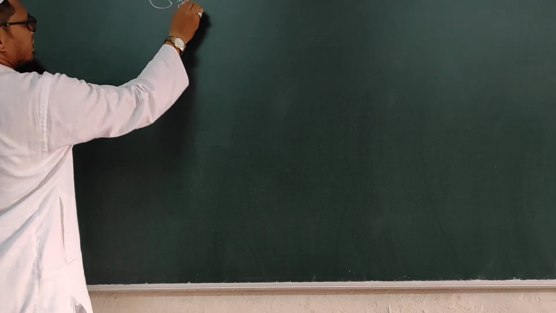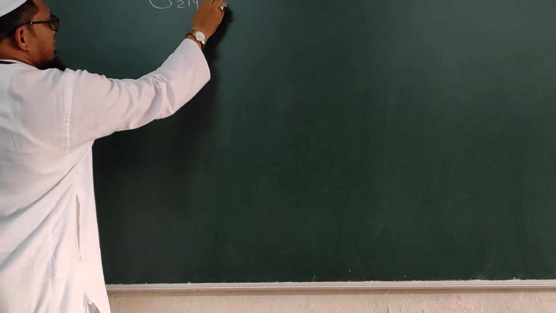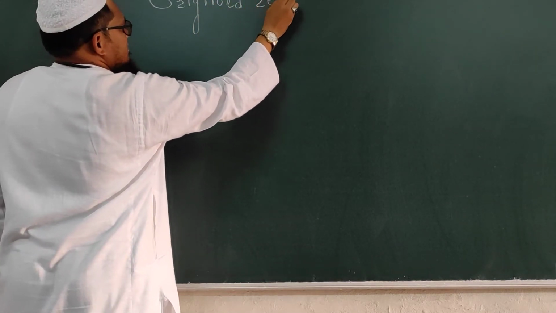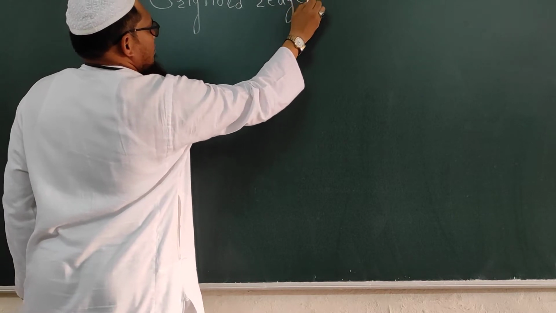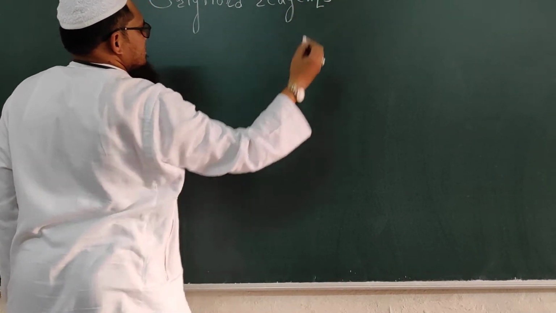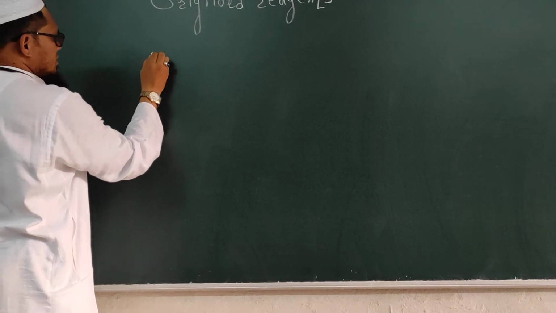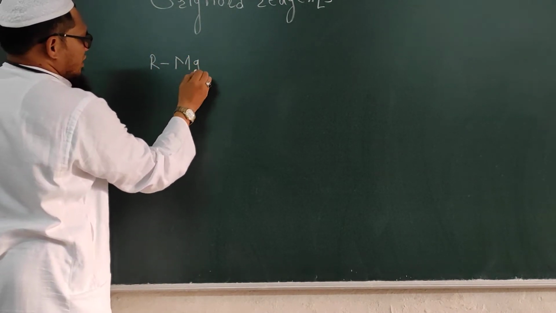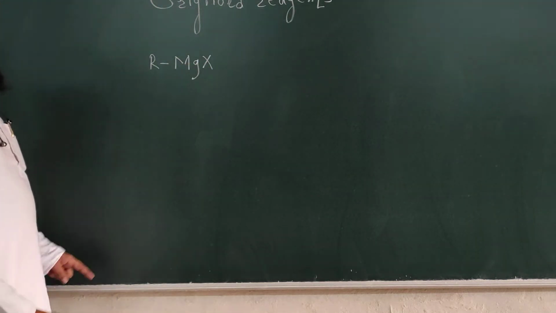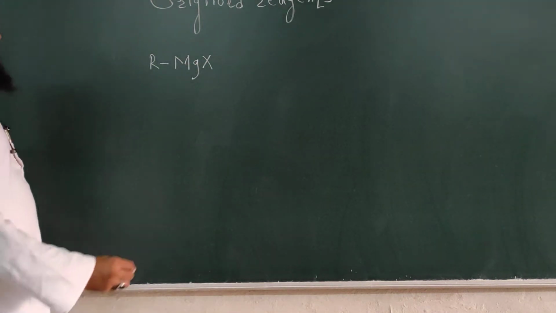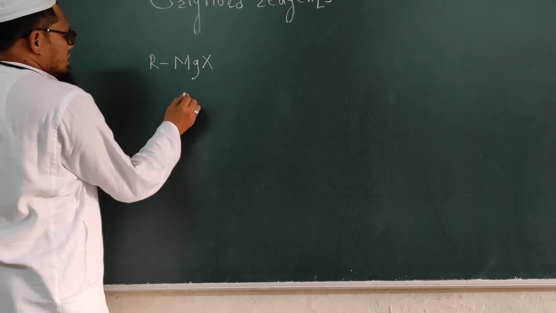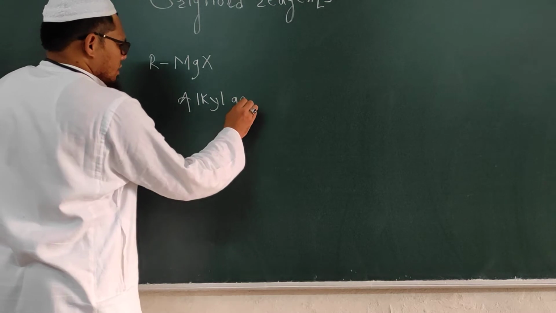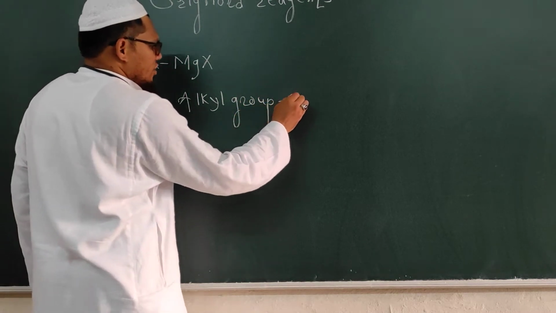Today we are going to study Grignard reagents, and the different types of reactions of Grignard reagents. Now, Grignard reagents have the general formula RMgX. Here R is an alkyl group, and it is attached to magnesium metal.